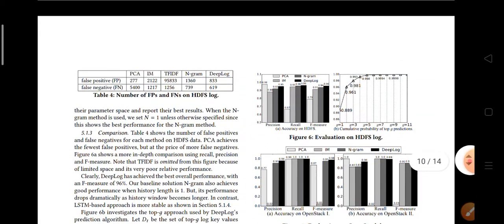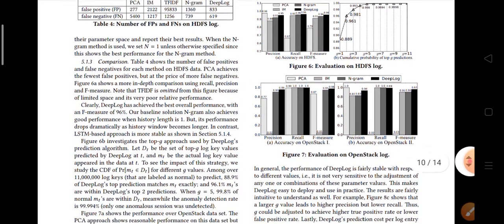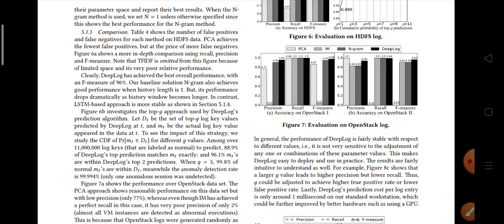And see the performance from the OpenStack log evaluation. This black one is representing DeepLog. Precision, recall, and F measure. Precision is 0.95, recall is 0.96, F value is also 0.96. Good in OpenStack. Compared to PCA, invariant mining (IM), and n-gram, compared to all these three methods, DeepLog is better. These are again for the OpenStack 1 and OpenStack 2 datasets.